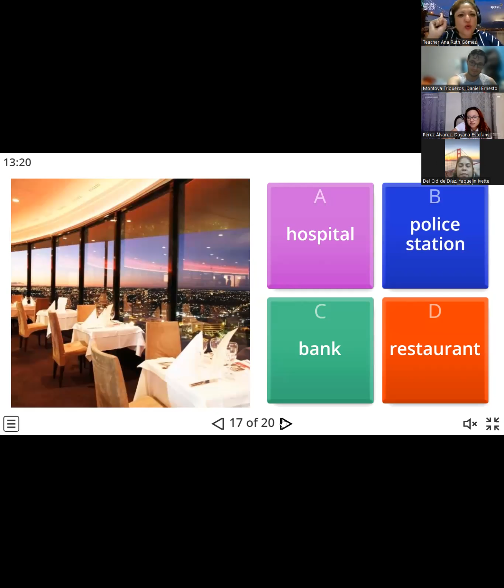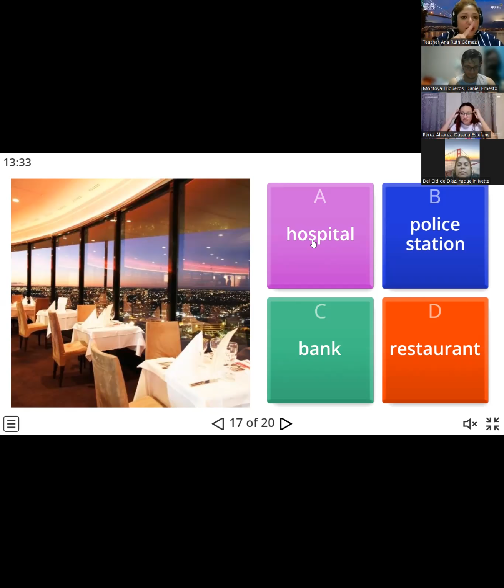It's a restaurant. In Guatemala, there is one restaurant similar to this. I have never visited the hotel, but yeah, there is one hotel in Guatemala similar to this. Okay, pay attention. This is a restaurant.